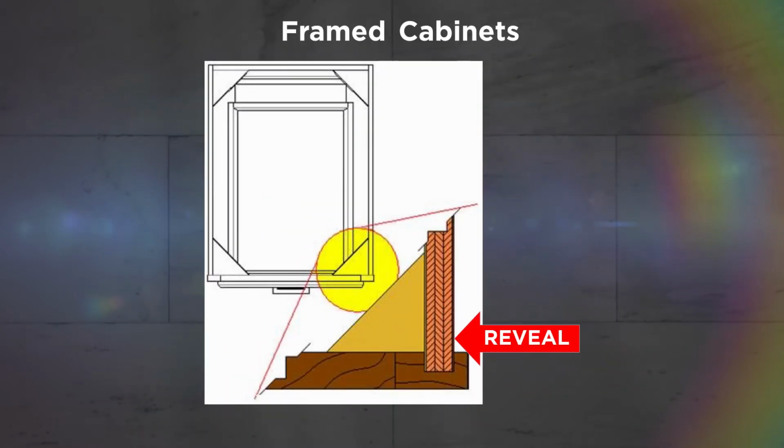When the side panel of the cabinet is glued into place, a 1/4 inch gap remains between the edge of the side panel and the exposed side of the stile. This gap is typically a 1/4 inch and is referred to as a reveal.